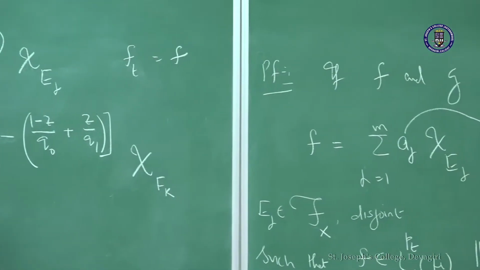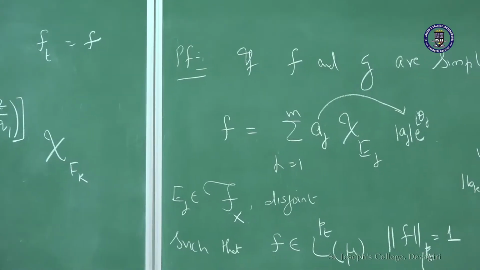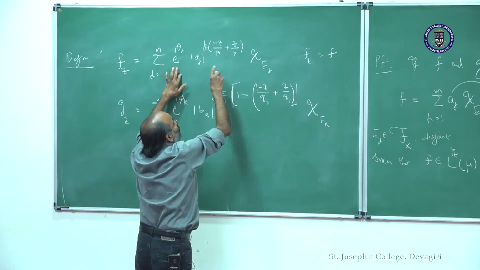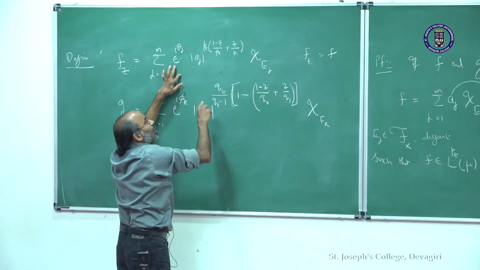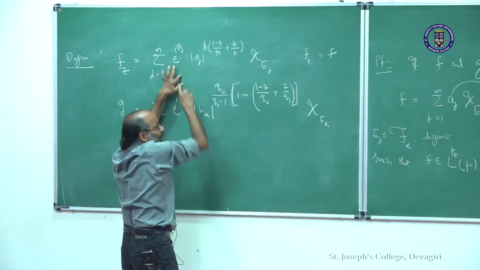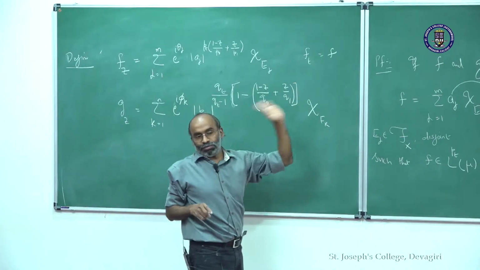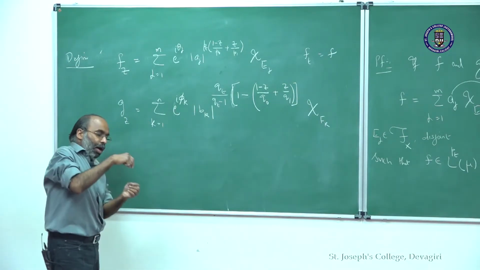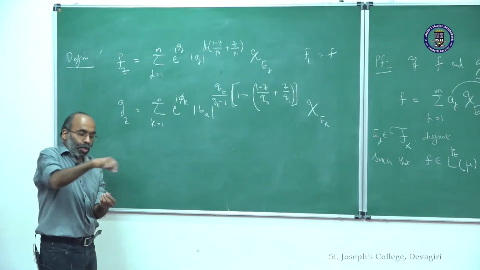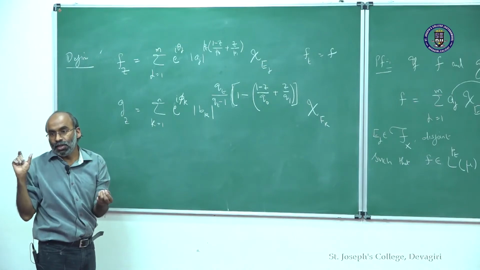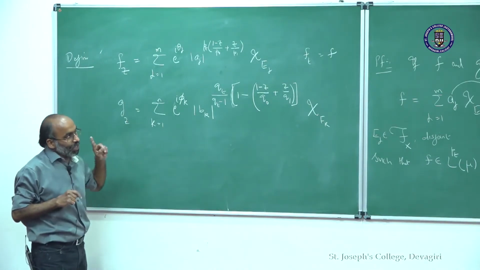Right, because at t, 1 minus t by p_0 plus t by p_1, that is 1 by p_t, and p_t gets cancelled. So I have mod a_j e to the i theta_j, that is simply a_j, chi E_j, that is f, right? So one function f is made into a holomorphic function so that at one point it satisfies the first one. We do the same thing with g.